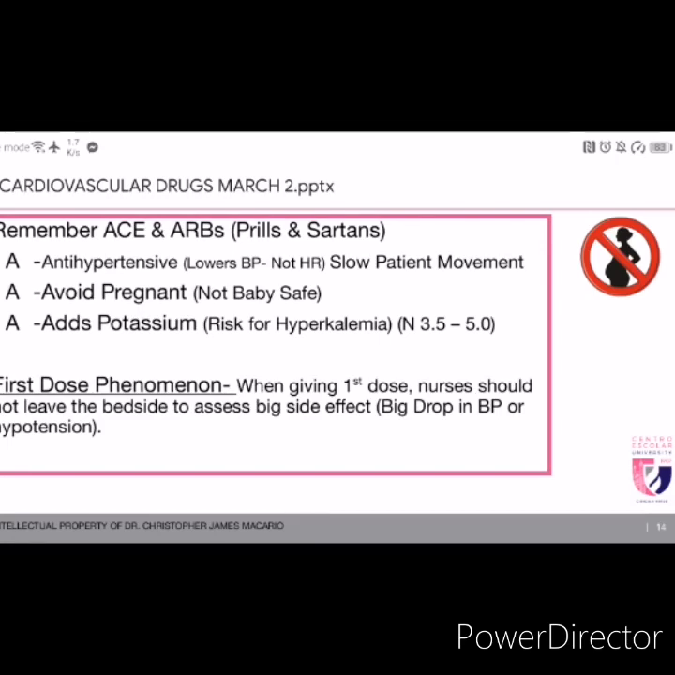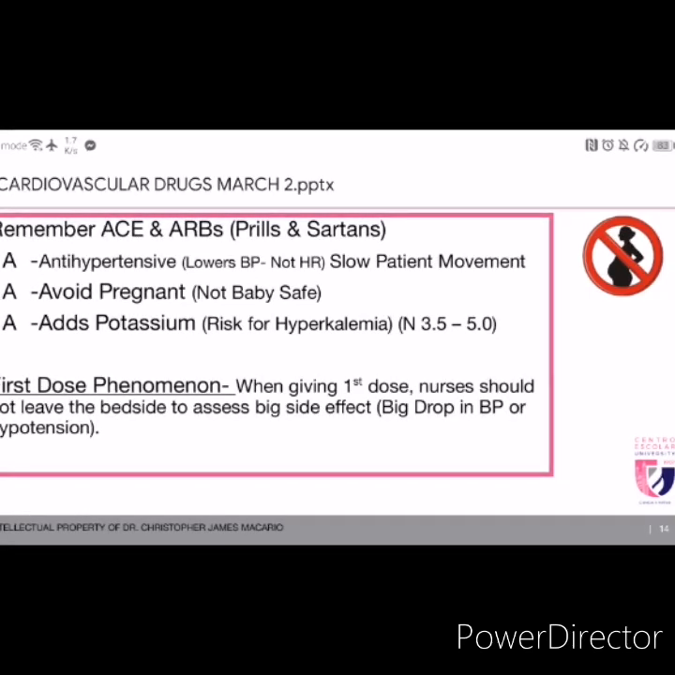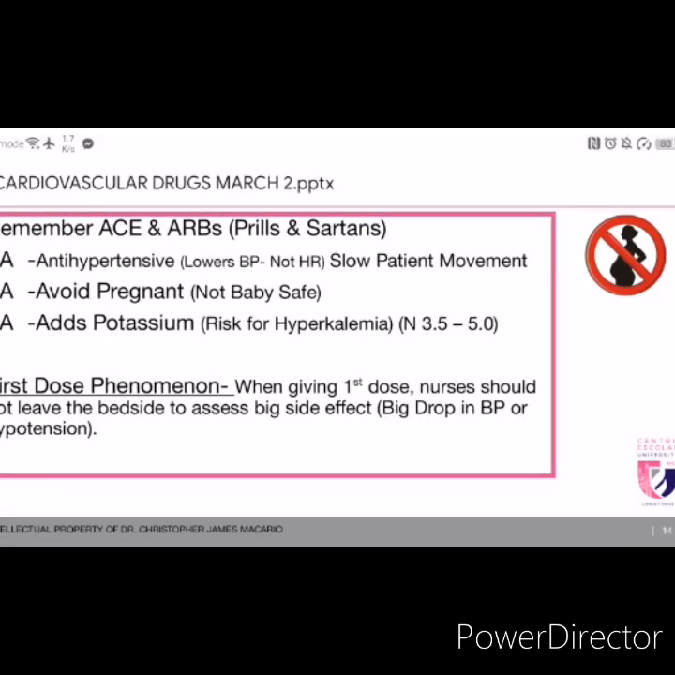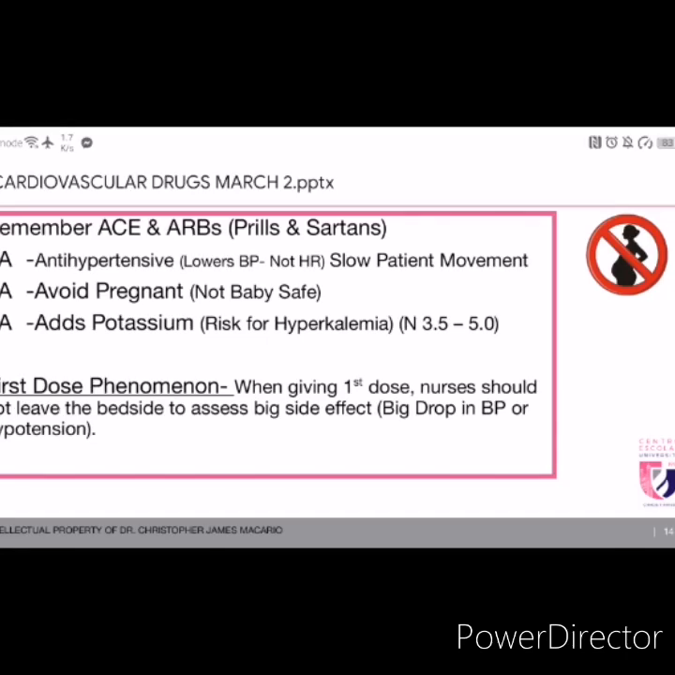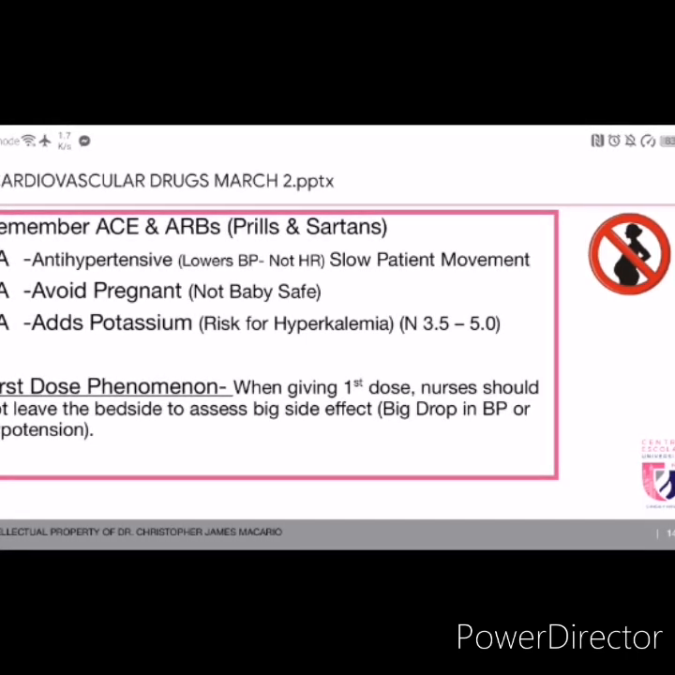So there is a risk for hyperkalemia, meaning a potassium level of more than 5.0. And you have to remember this first dose phenomenon. When giving the first dose, nurses should not leave the bedside to assess for big side effects. Ano yung side effect na yan? A big drop in the blood pressure, or yung sinasabi nating hypotension.